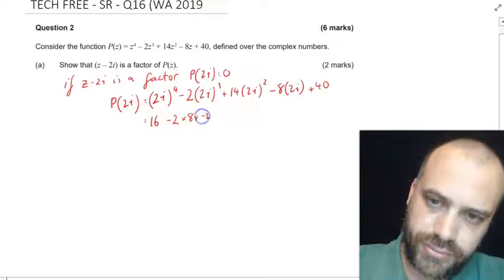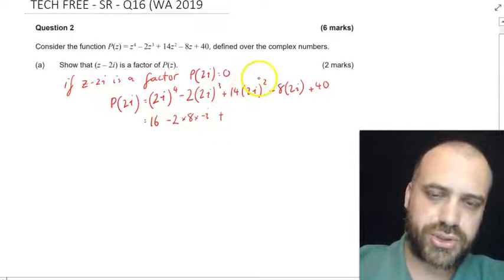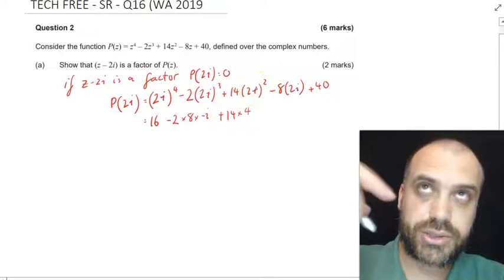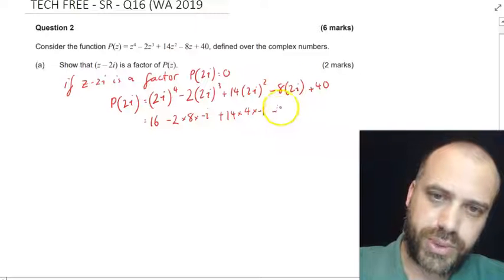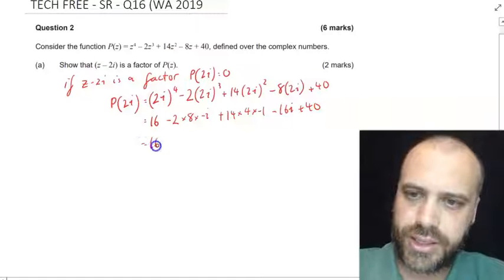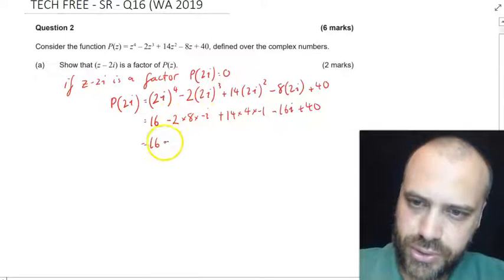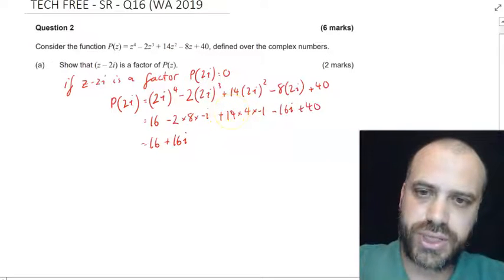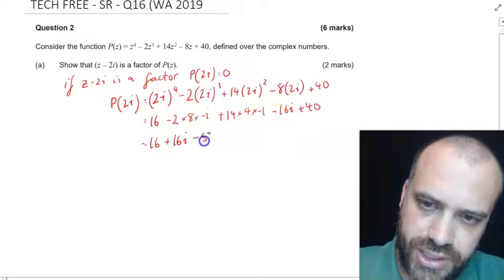Alright, I'm going to leave that like that for now. 14 times 2 squared, so that's 4. 14 times 4. And i squared here is negative 1, so times negative 1 there. And we have, okay, we can do this all in one shot, 16i plus 40 there. Okay, tidying this up, we have negative 2 times 8 times negative i, so that's positive 16i. We have 14 times 4, which is 56, but we've got a negative 1 here, so negative 56.